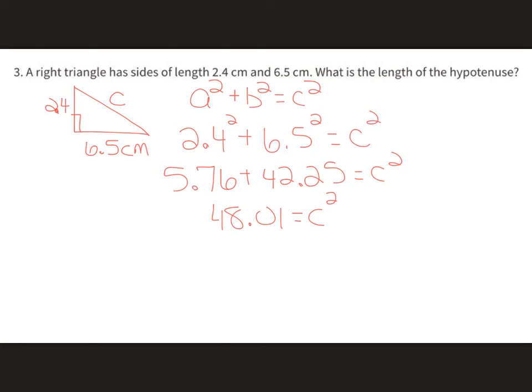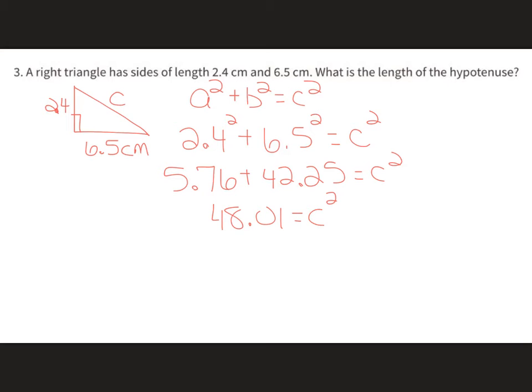I don't need C squared, I need C. Can you look at this and estimate what C is going to be? If C squared is 48, then C's got to be close to what? 48 is close to what perfect square? It's close to 49, so the square root is close to 7, right? So that's what we would expect.